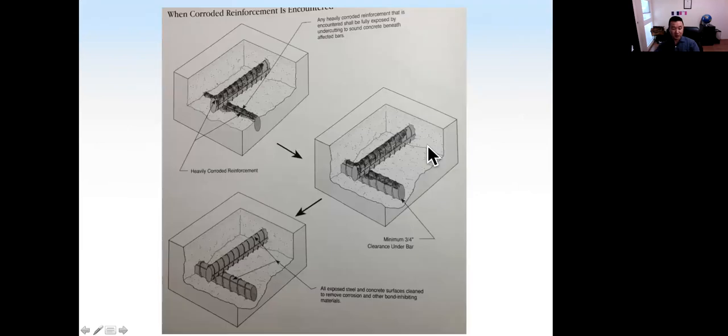So here shows how to repair a corroded rebar in the concrete. Basically we need to clean out the rust. So this is some of the requirement. All exposed steel and concrete surfaces need to be cleaned to remove corrosion and other bond inhibiting materials. So get rid of all the rust, get rid of all the damaged concrete, and also some requirement, for example, spacing. So minimum 3/4 of an inch clearance underneath the bar.